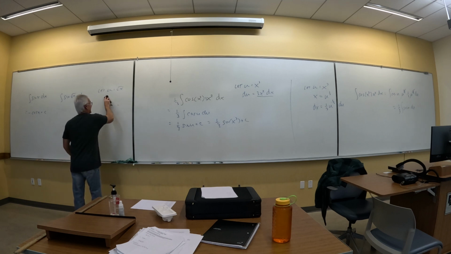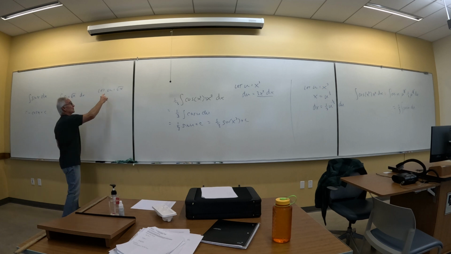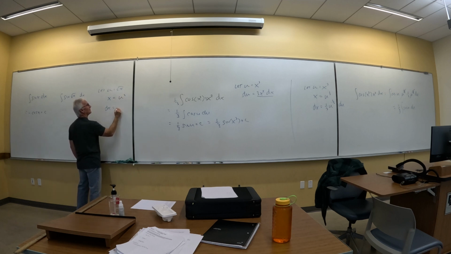Let's do this one exactly the same way as we did that one. In other words, yes, I want this to be true. So therefore, what would x be? U squared. So what would dx be? 2u du.